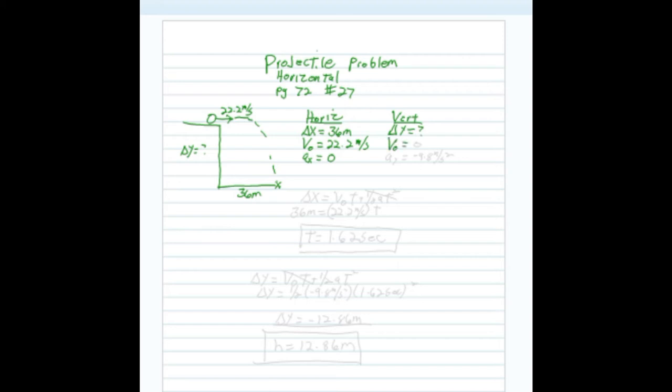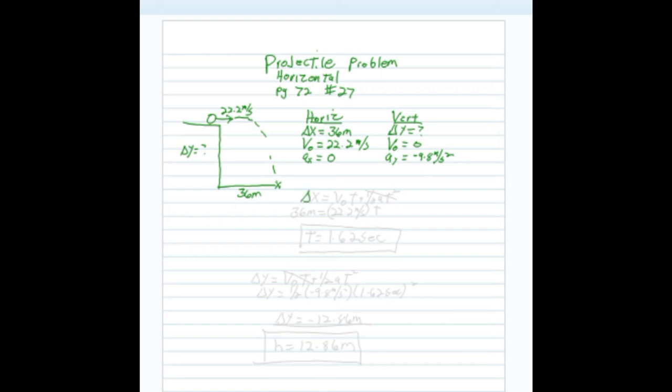Since it was launched horizontally, it was not moving up or down at launch, so V0 in the y direction is 0. And a_y, as always, just like in any free fall, is negative 9.8 meters per second squared. Now, the key to solving these kinds of problems is to look at the two accounts of the information, the horizontal and the vertical, and look at which one has all of the information. Okay, so the vertical does not, because the delta y is missing, but the horizontal information is all completed.